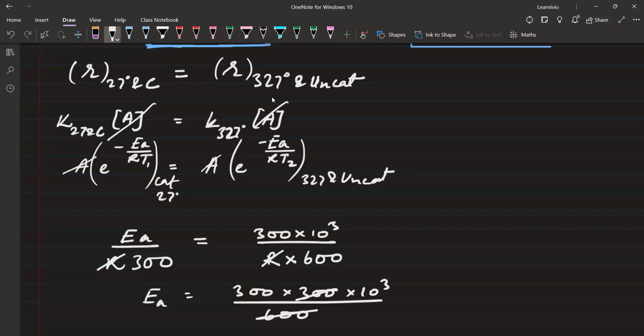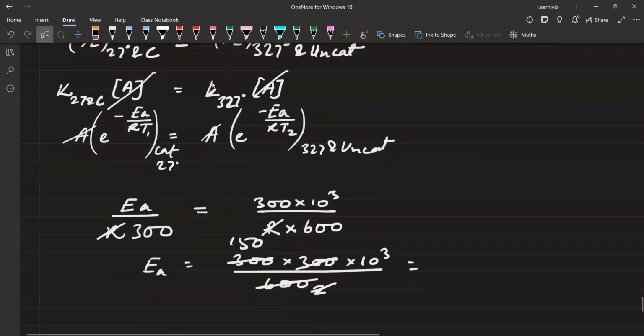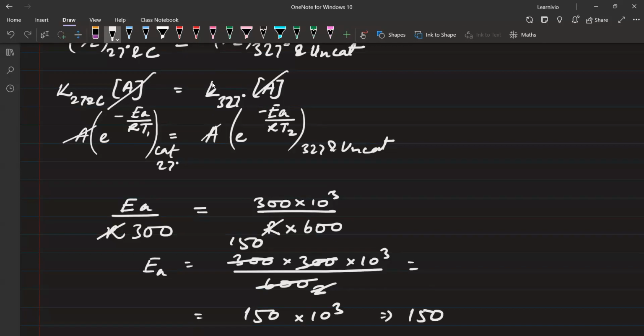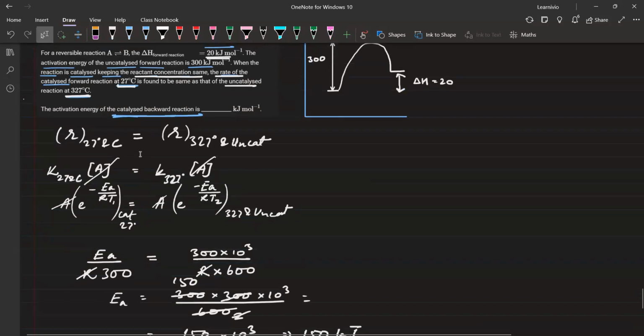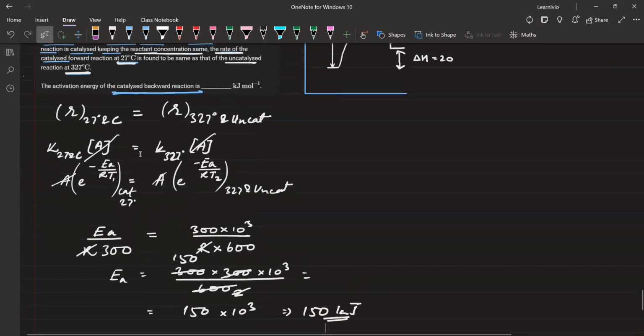So this will be 150, and the units are kilojoule per mole. We will be having 150 into 10 to the power 3 joules per mole, and if we convert 10 to the power 3, this will become 150 kilojoule. This is the activation energy of the forward reaction. Please remember this. Does this make sense? Yes or no? Please tell me.